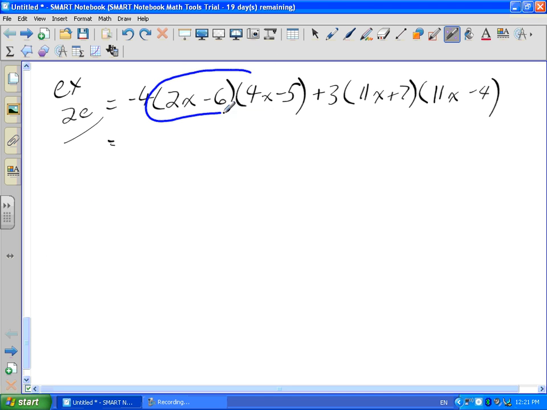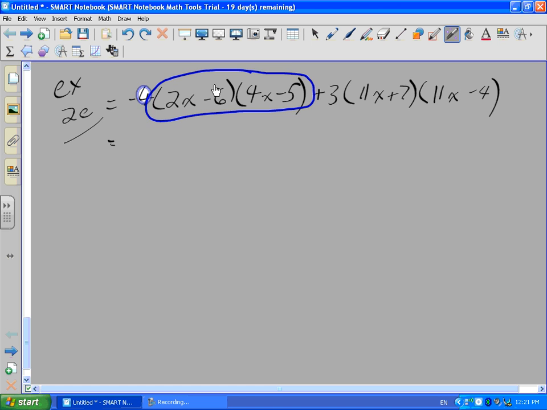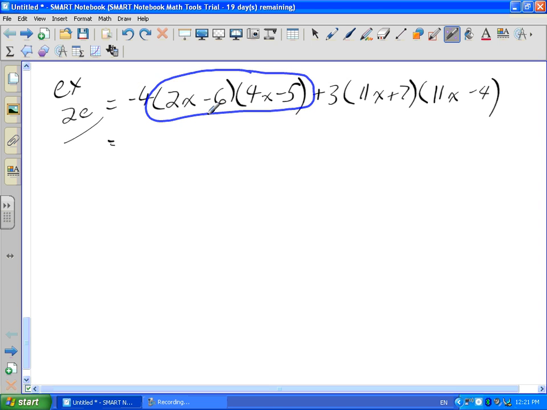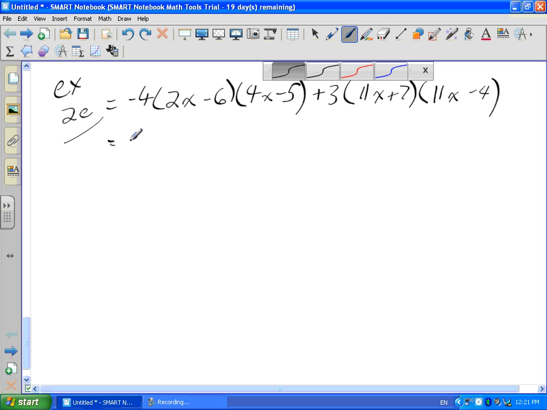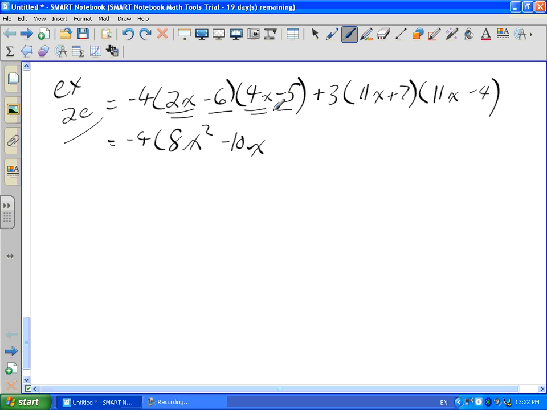Okay. The very first thing I'm going to do here, guys, in our first question, is FOIL these two brackets first, okay? I'm going to FOIL those two brackets first, then I'm going to deal with this negative 4 on the outside after. When I get to the second question, I'm going to do it a little differently. So I'm going to deal with all the first terms first. When I multiply my first terms, 8x squared. Outside terms, negative 10x. Inside terms, negative 24x. Negative 6, positive 30.